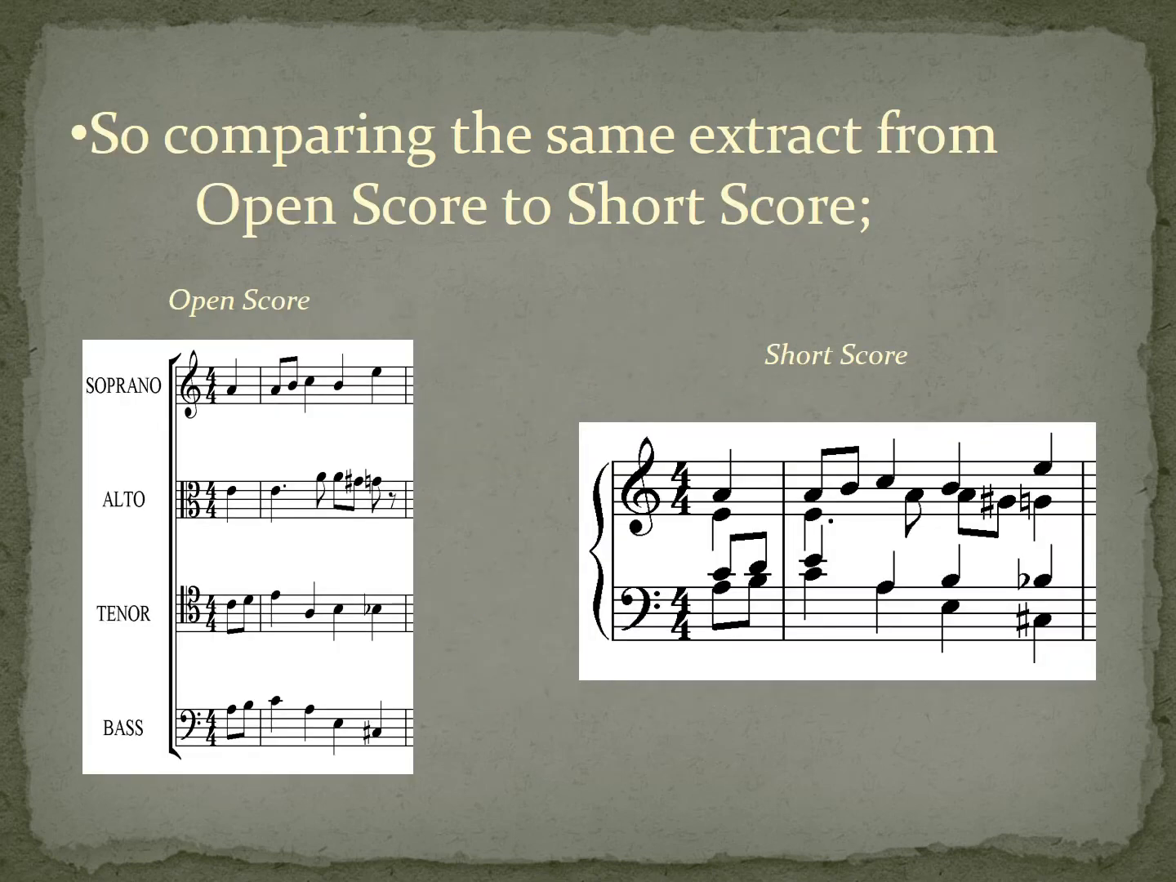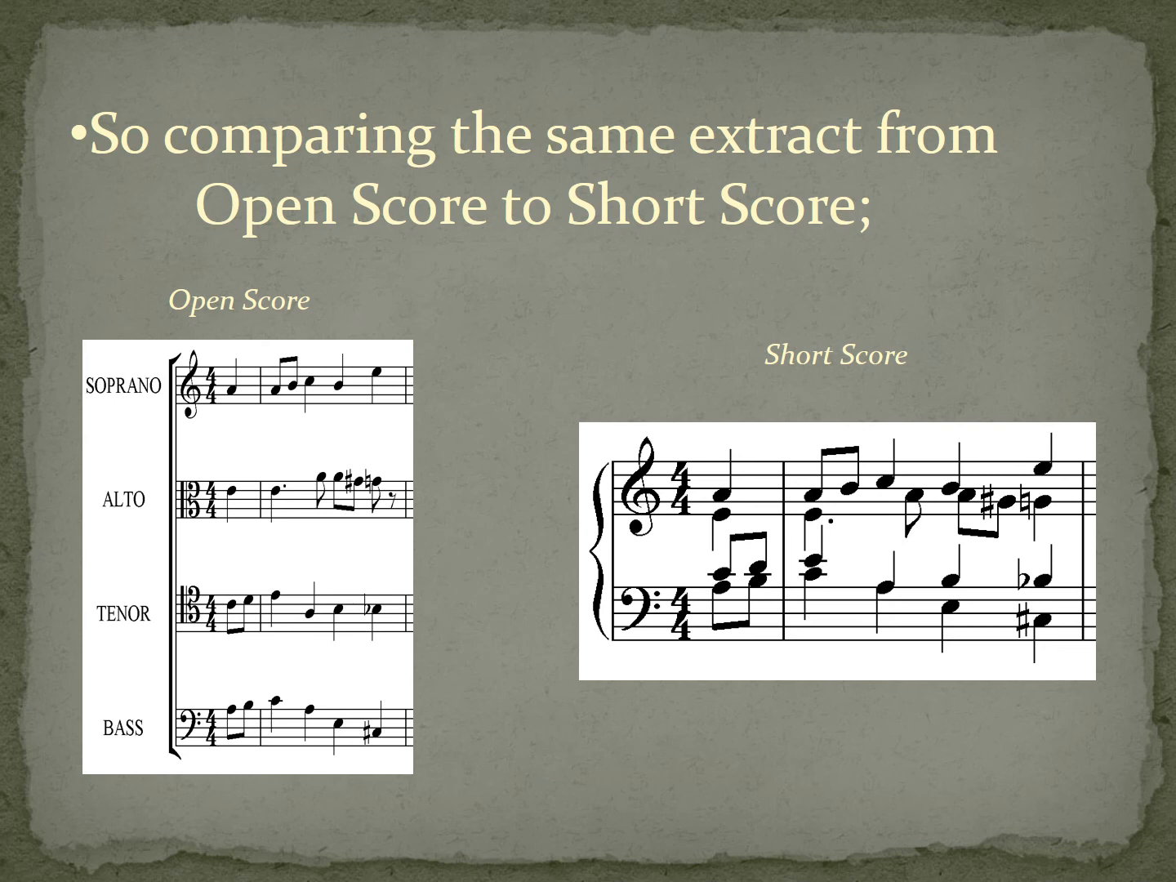So here's a comparison. If you look at the extract on the left, that's the open score. You can see the soprano line on the treble, the alto line on the alto, the tenor line on the tenor, and the bass line on the bass. But then you look at the short score on the right. If we look at the treble clef, you can see the first note with the stick pointing upwards is the same as the soprano first note, the A. If you look underneath it, you can see the stick pointing down.